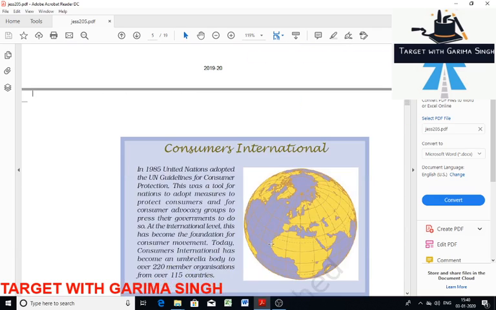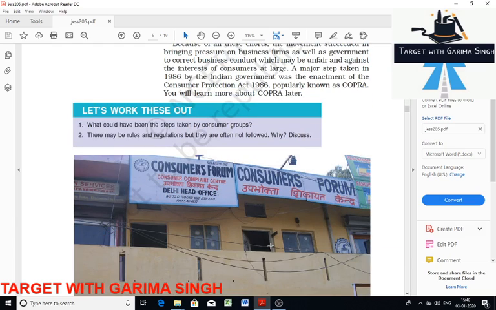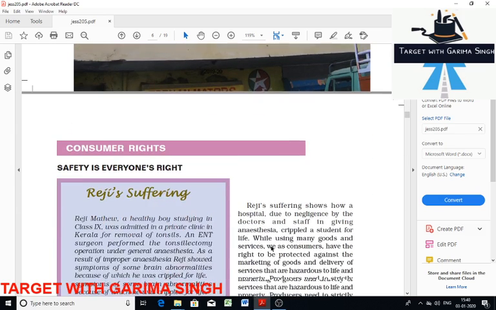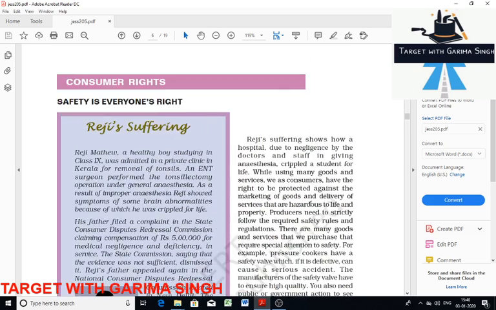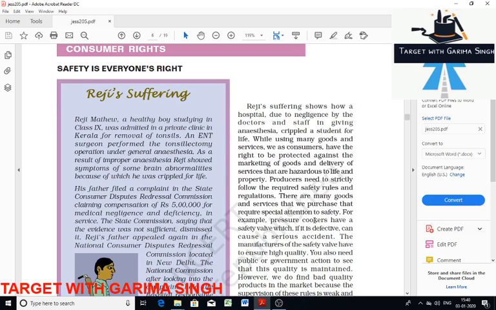Now let's move on to the main topic, that is, what are the rights of the consumer. Safety is everyone's right. The first ones are the rights provided by law. First is the right to safety. Consumers have the right to be protected against the marketing of goods and delivery of services that are hazardous to life and property. Producers need to strictly follow the required safety rules and regulations. There are many goods and articles that we purchase that require special attention to safety.